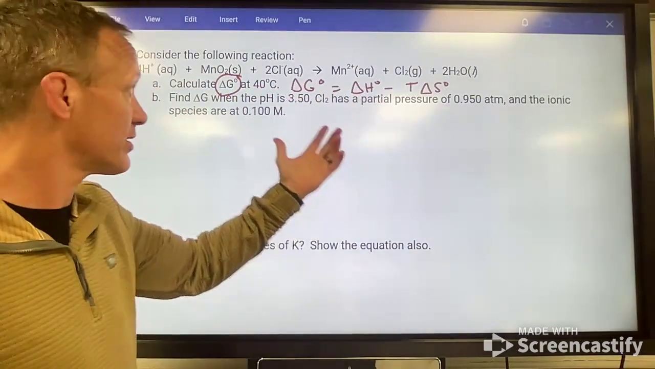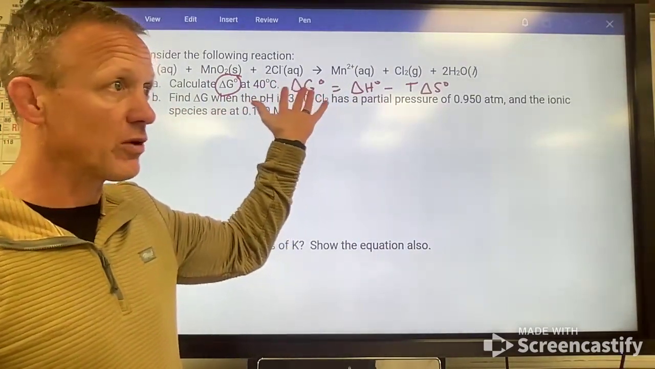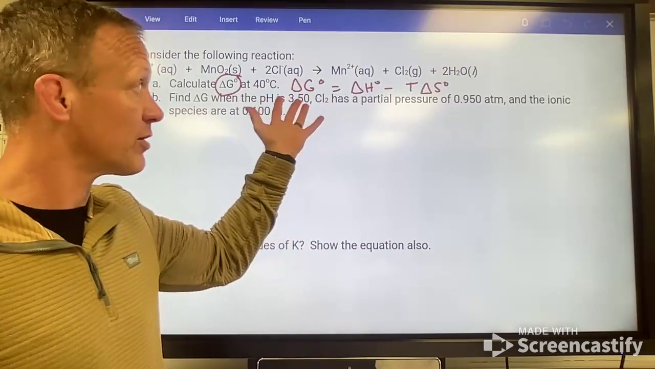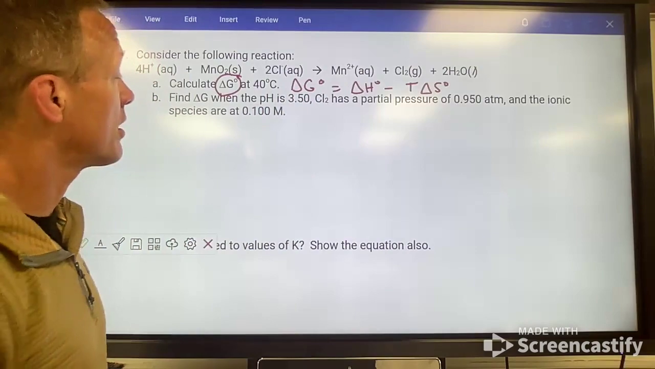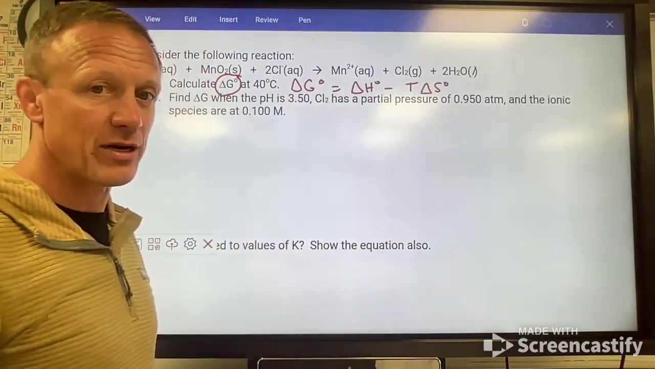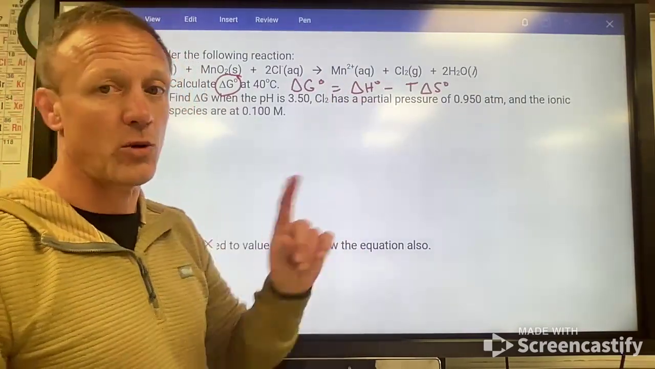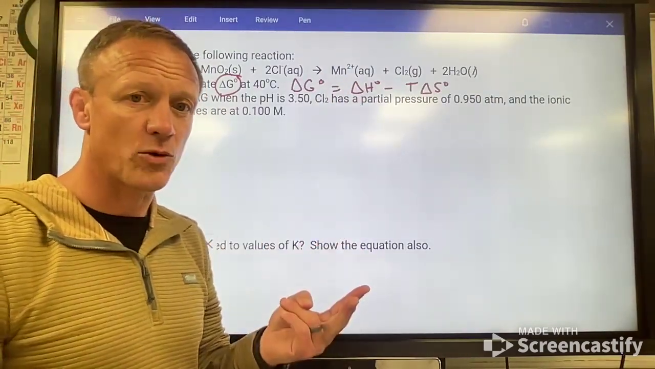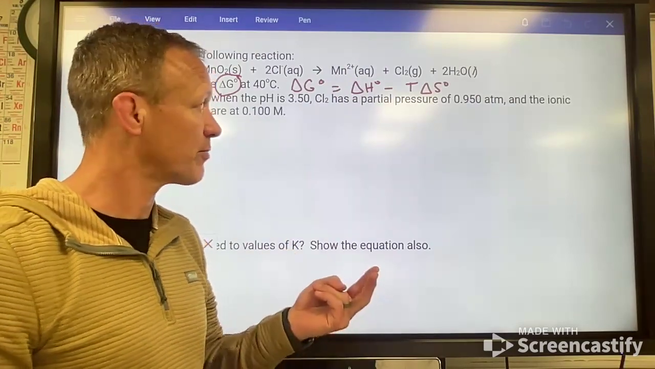Remember, you're always trying to figure out is delta G positive or negative. Gibbs free energy is delta G. When it's negative, that means it's thermodynamically favored. Positive means it's not thermodynamically favored or spontaneous. When you see this little degree sign, that means at standard conditions. What that means is the concentrations of ions are 1 molar and pressures of gases are 1 atmosphere. So at standard conditions, 1 molar concentrations, 1 atmosphere pressure.